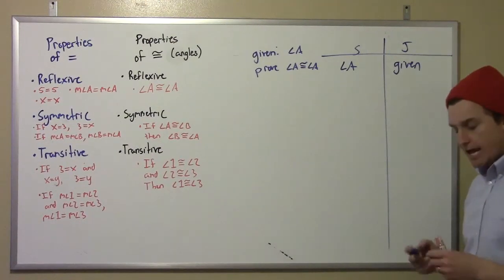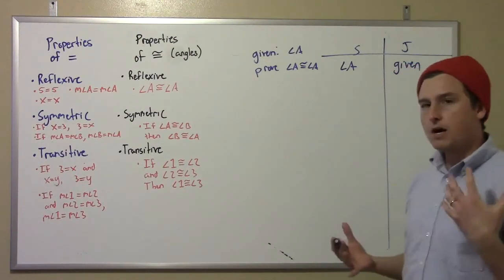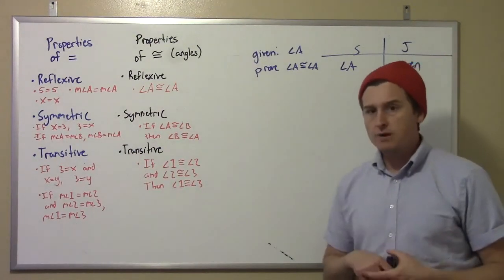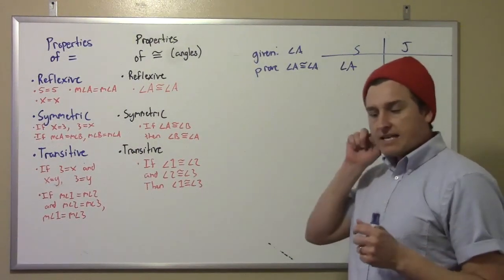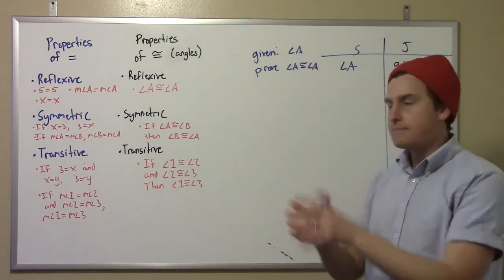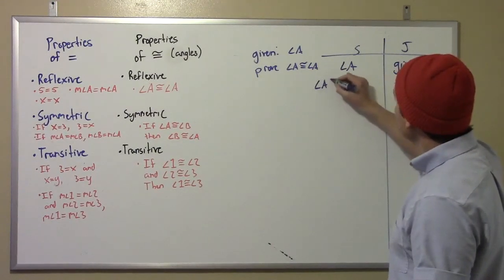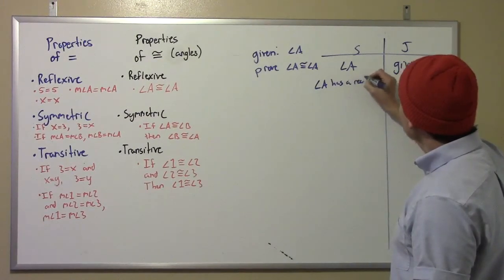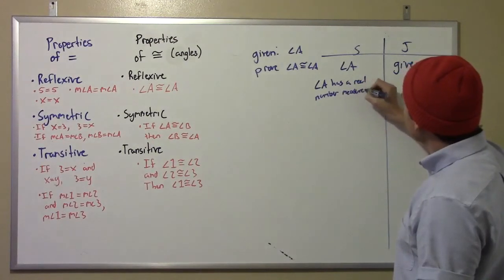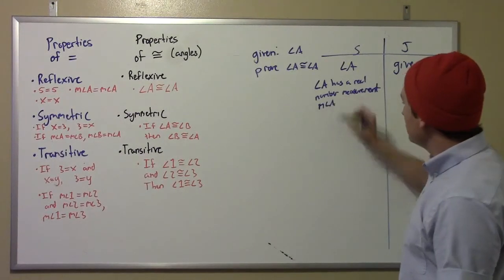No big deal. Okay. Now this one again is kind of the tricky one, just like it was with segments, because we kind of have to call upon something we don't use very often, and that is the protractor postulate. And that again is the idea that says if we have an angle, it's going to have some real number measurement that goes with it, right? It matches to some measurement. So we're going to say angle A has a real number measurement, and we call that measurement the measure of angle A, right?